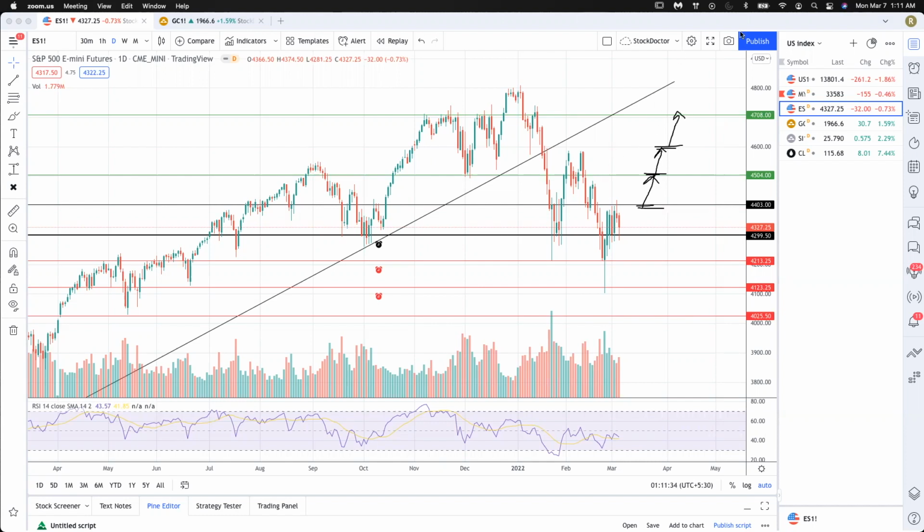So these are the upside targets, but as I told you all, I am looking for the downside in the market and I am looking for these targets. So this was about S&P 500.